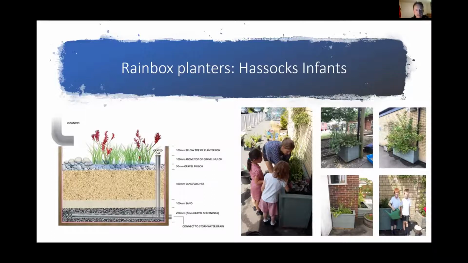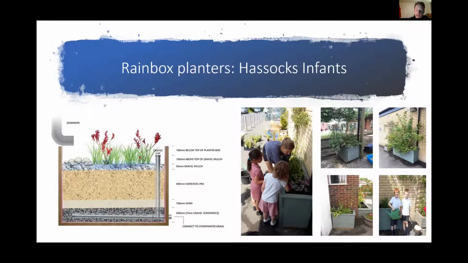You can see on the left-hand side is a kind of cross-section of one of these planters, and they're designed to fill right up to the top and then again slowly drain away from that. There's a pipe at the bottom that you can see has got the narrow slits in it. If it fills up and it needs to overtop, it can also overtop into the pipe that's running up and connected to the stormwater drain. But essentially these are capturing certain volumes of water and releasing it slowly.